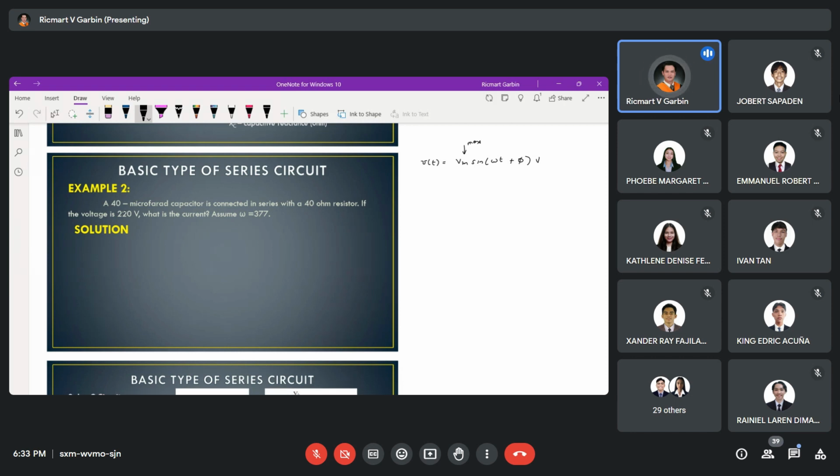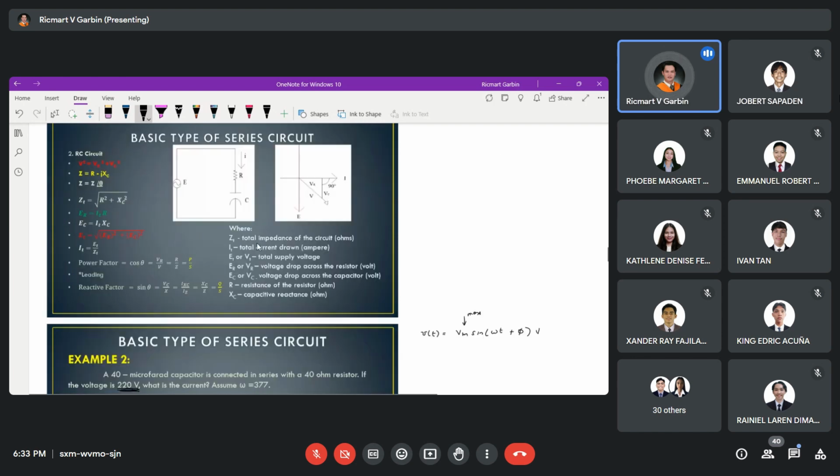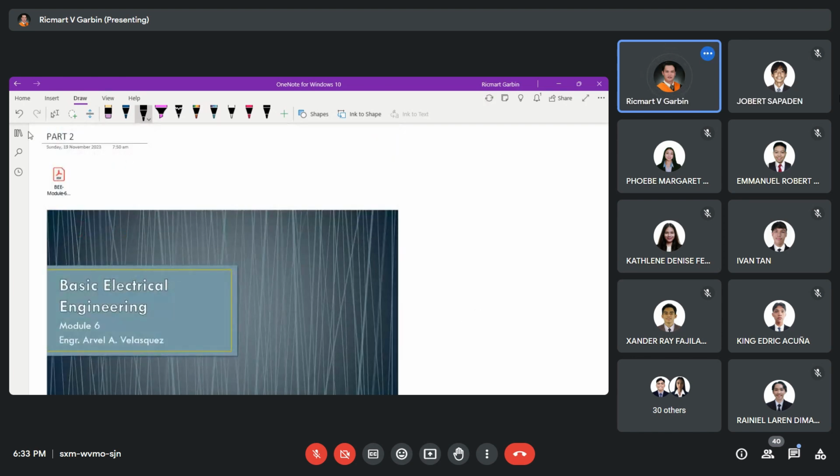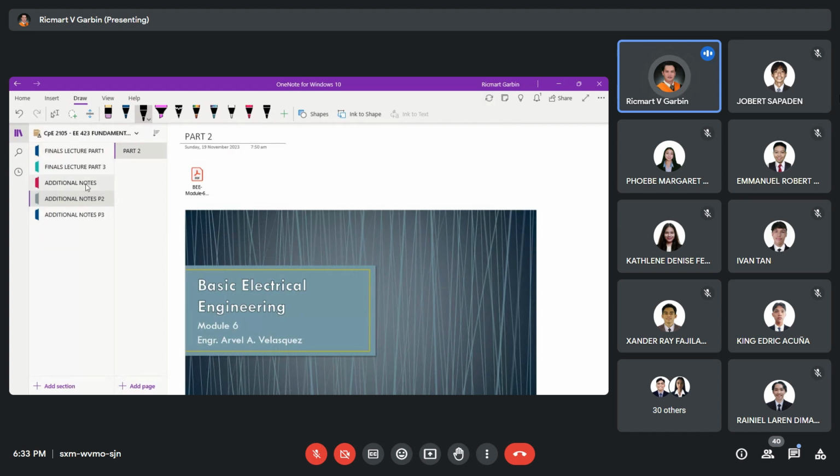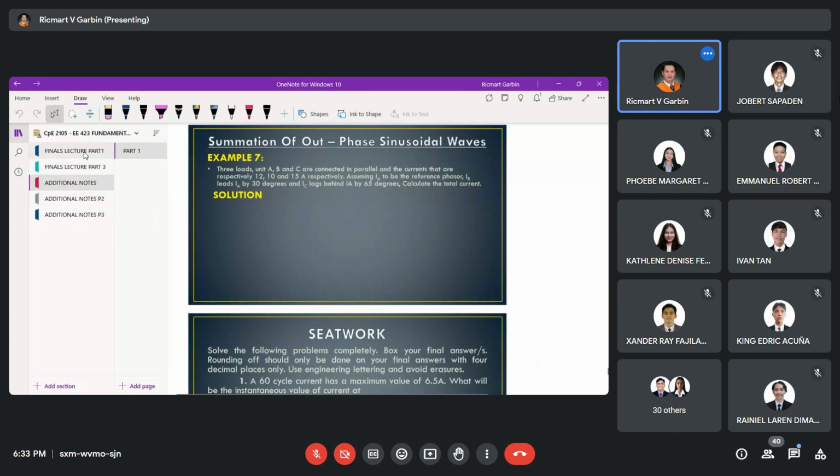But if we are going to give emphasis to problems with ganitong value, say for example, 220 volts, ito po ay naka RMS value pa. Ibig sabihin, kung babalikan natin yung discussion natin, ang part 1.